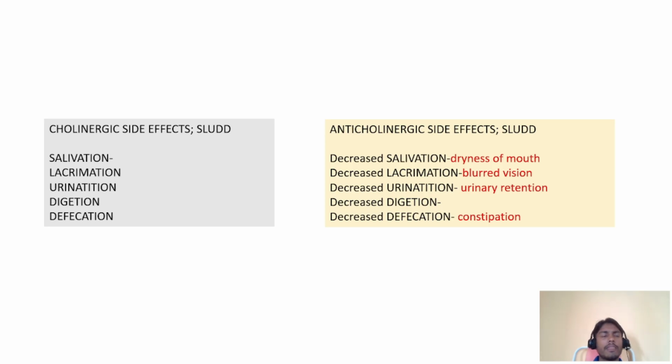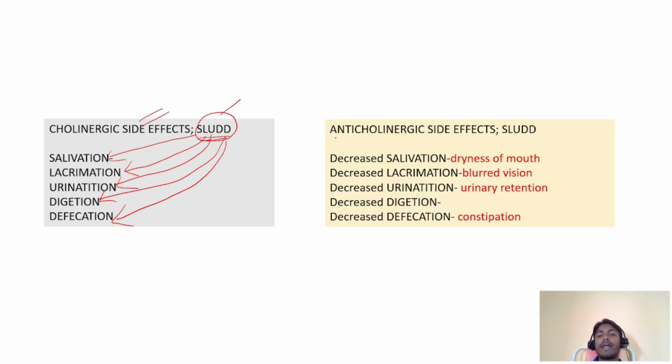Next comes the cholinergic side effects. We already know cholinergic is nothing but the parasympathetic nervous system. When the parasympathetic nervous system is active, all secretions get increased. The mnemonic is SLUD: salivation is increased, lacrimation, lacrimal fluid in the eye is increased, urination will be there, digestion will be there, along with defecation. These are the cholinergic side effects.